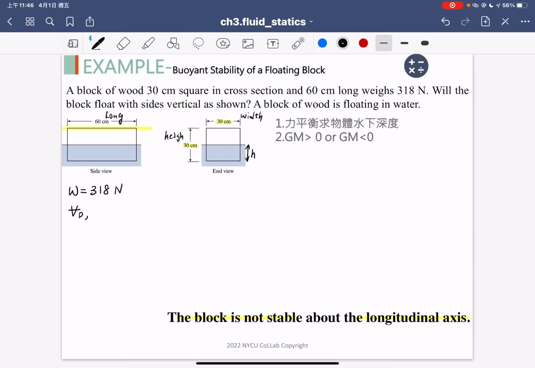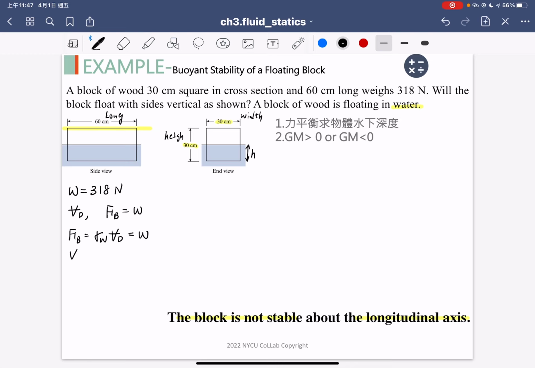So we know that for this question, the wood is already floating on the liquid surface. So the force balance is that the buoyant force should be equal to the weight, right? That's why the wood floats on the liquid surface. Then the liquid we use here is water. So FB will equal gamma water times the displaced volume, and will equal the weight. The weight is the W here.